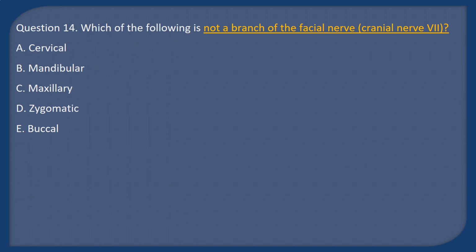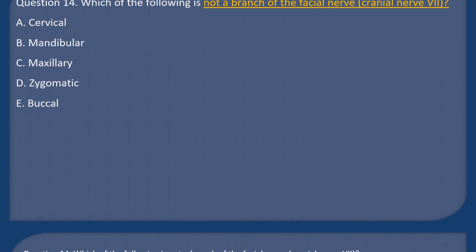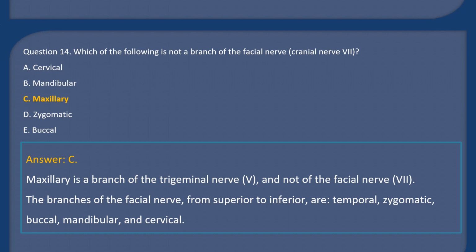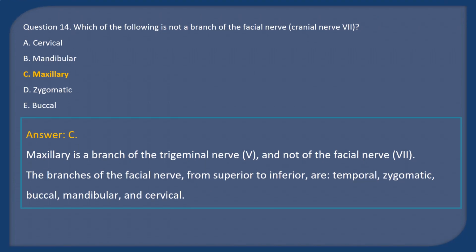Question 14. Which of the following is not a branch of the facial nerve, cranial nerve 7? A. Cervical, B. Mandibular, C. Maxillary, D. Zygomatic, E. Buccal. Answer C. Maxillary is a branch of the trigeminal nerve, 5th, and not of the facial nerve. The branches of the facial nerve from superior to inferior are temporal, zygomatic, buccal, mandibular, and cervical.